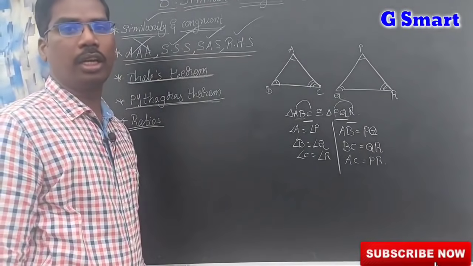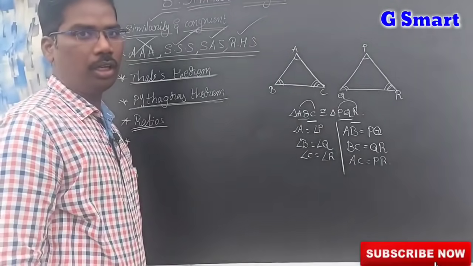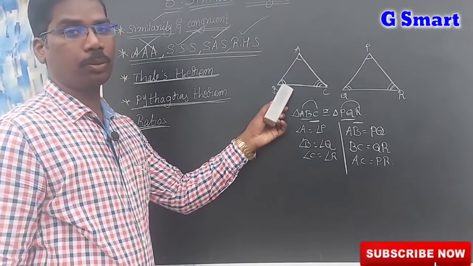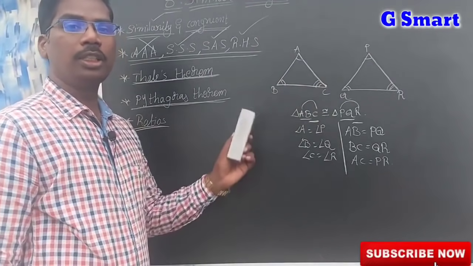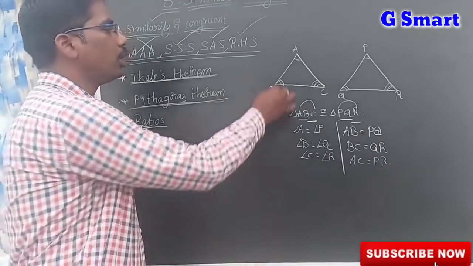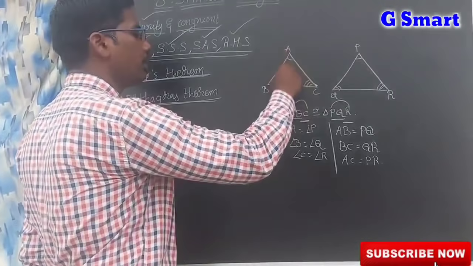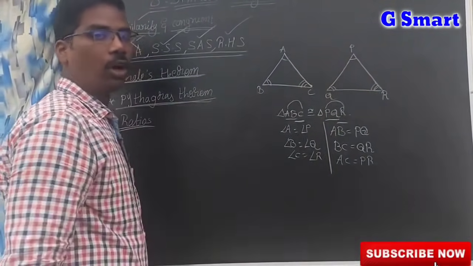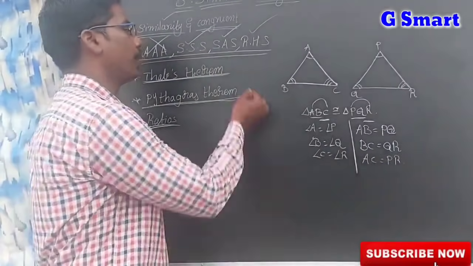SSS congruent is there. See, if three sides of a triangle are equal to the corresponding three sides of another triangle, then the two triangles are said to be congruent to each other. This property is called SSS congruent. So this one, two, three, 1, 2, 3. Three sides of this triangle are equal to the corresponding three sides of this triangle. Then these two triangles are said to be congruent to each other. This property is called SSS congruency.